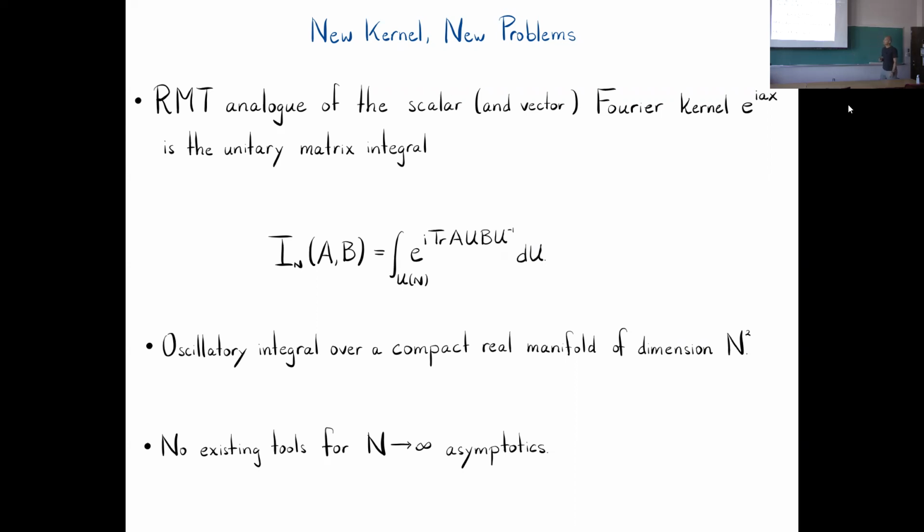A and B are elements of non-self... No, they're Hermitian matrices. Hermitian matrices. Oh, I see. But their size increases. Yes, their size increases. So this function means the limit? Yeah, exactly. Excellent question.